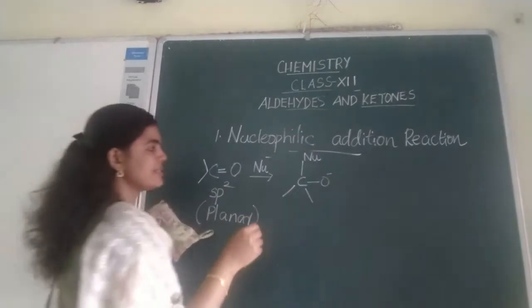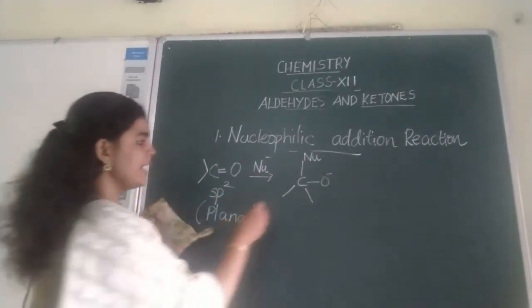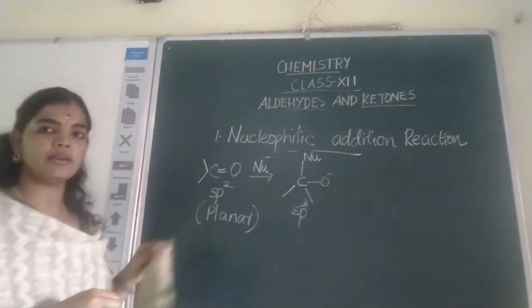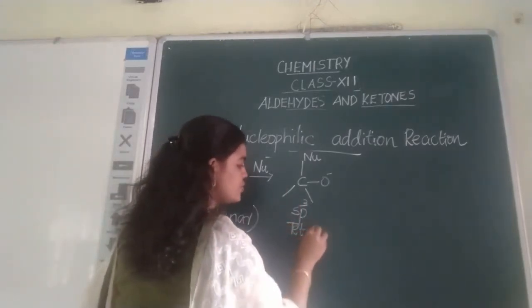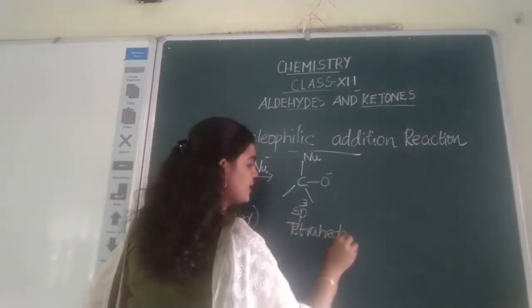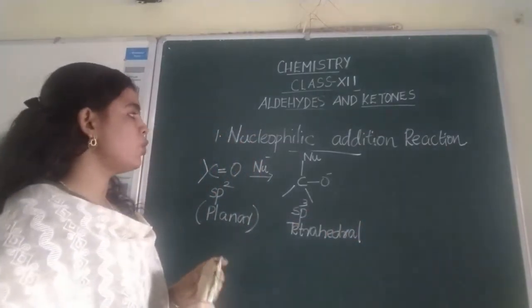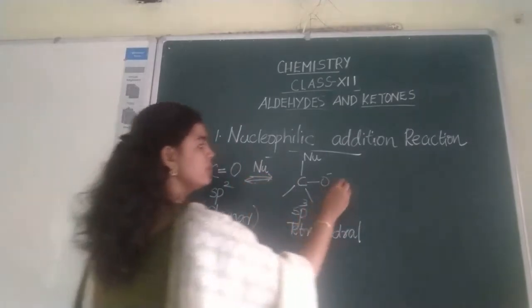And the hybridization of this intermediate will change to sp3 because of the nucleophile, just like this we can write now. Okay. So the hybridization will change to sp3. So this has a tetrahedral geometry. Tetrahedral geometry. Okay. And both these reactions are reversible.